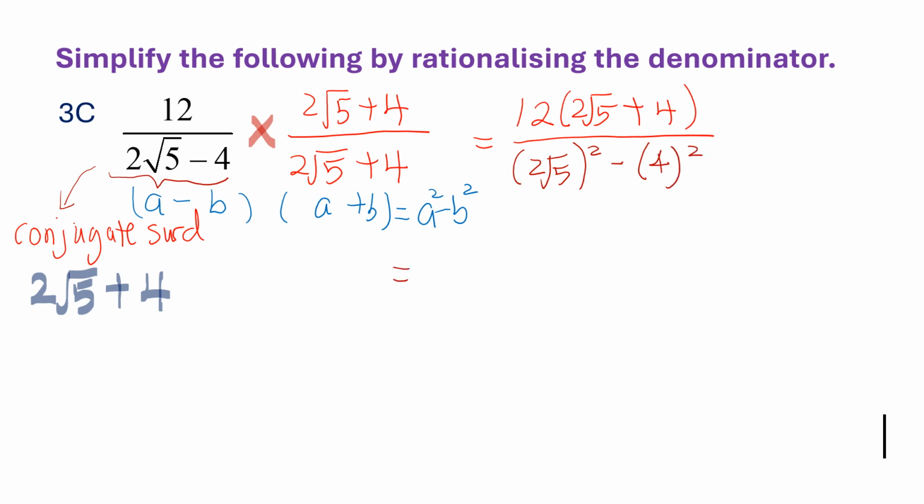Right, so the numerator, you can simplify it into 12 times 2 square root 5. So that will give you 12 times 2 is 24. 24 times square root 5 will be just 24 square root 5. And then take 12 times 4, that will give you 48. And then the denominator, you will end up getting a rational number. So just go ahead and use a calculator to work this out.